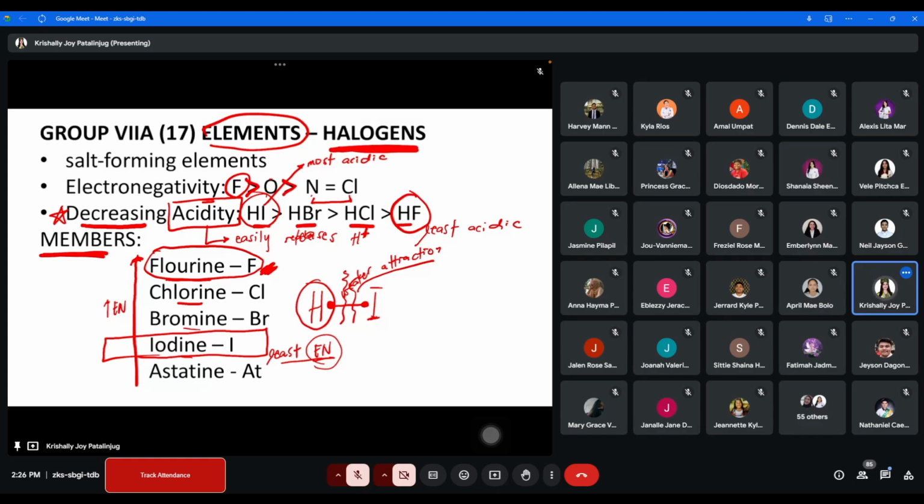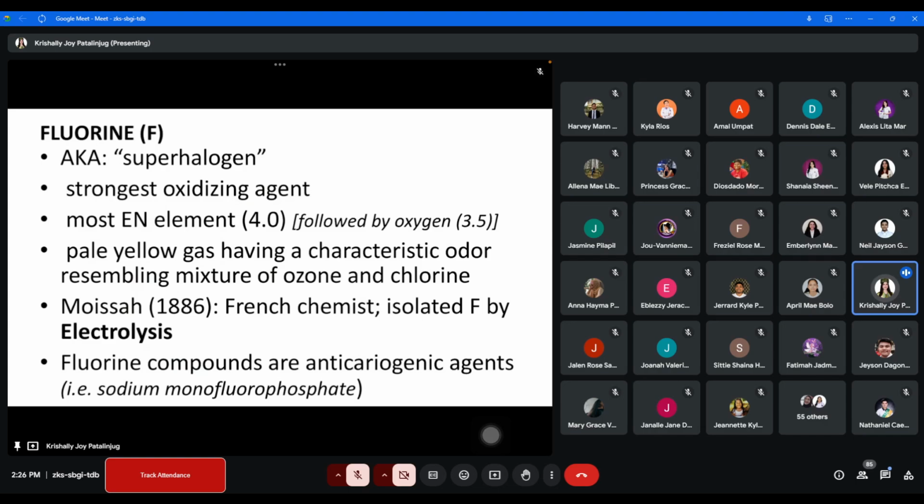Do not be confused unsay pasabot ana nga arrangement. Sige, it has something to do with the electronegativity ng mga halogens. Sige, ito mabilis lang to, yung mga properties ng mga halogens. Fluorine, it's also known as superhalogen kasi nga it's the strongest, the most electronegative na element. Strongest oxidizing agent, ito nasabi na to, most electronegative element, 4 ang iyahang electronegativity value, followed by oxygen, 3.5.